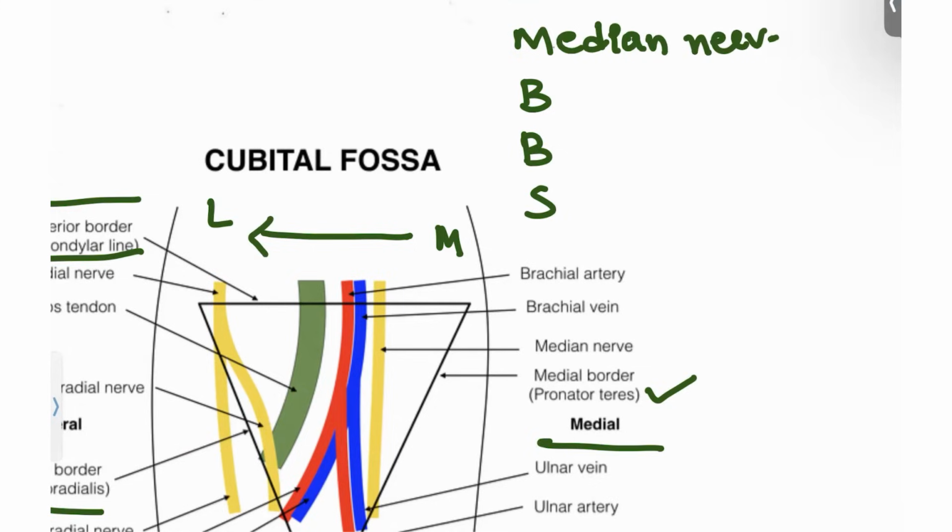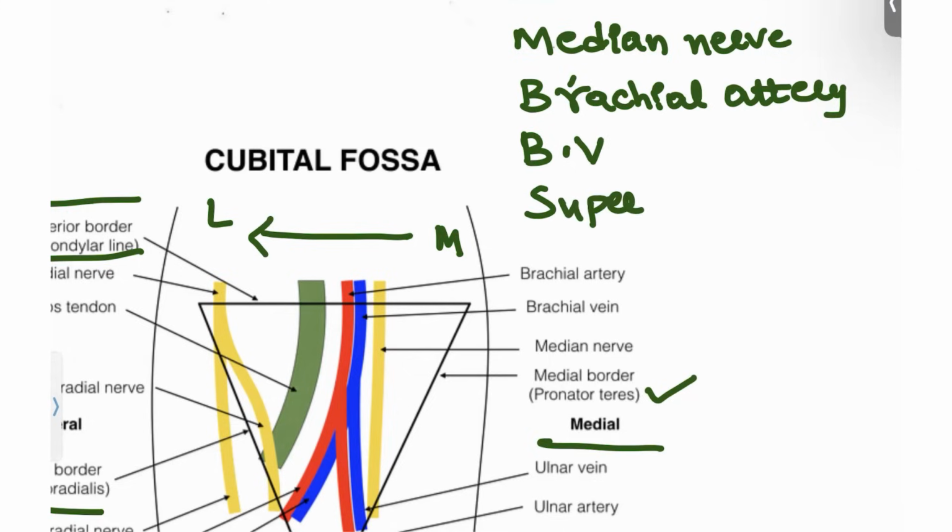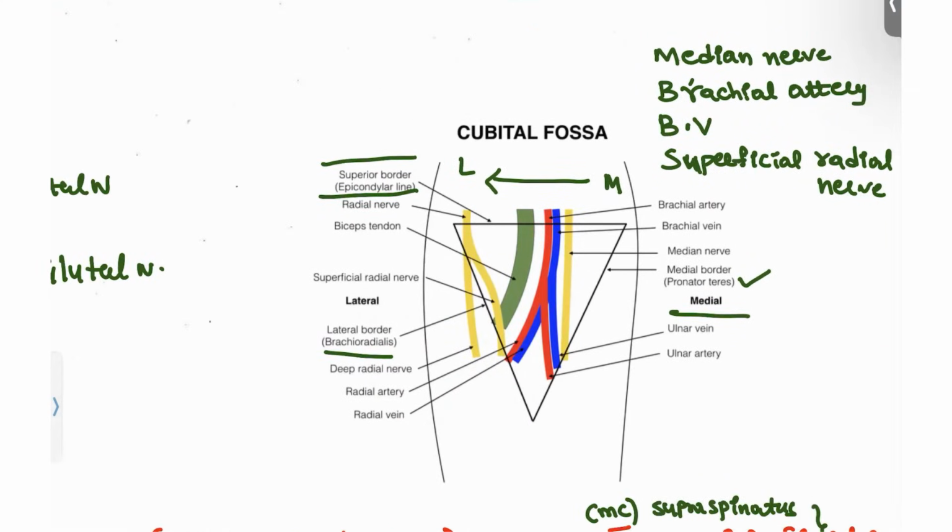If there is any supracondylar fracture, or if there is damage or laceration in the cubital fossa, the first nerve to be injured is the median nerve. Along with that, the brachial artery. This is where we take the sample for ABG, we extract it from the brachial artery. Next, the brachial vein. And along with that, this is also important, the superficial radial nerve will be present. So these are the structures and contents present in the cubital fossa.